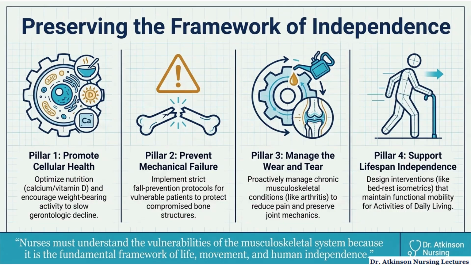Nursing care for the musculoskeletal system centers on 4 priorities. Promote bone and muscle health with calcium, vitamin D, and weight-bearing activity. Prevent fractures through fall precautions. Manage arthritis with pain control, joint protection, and assistive devices. And preserve independence through early mobility, isometric exercises, and physical therapy. The overall goal is maintaining function, mobility, and independence across the lifespan.